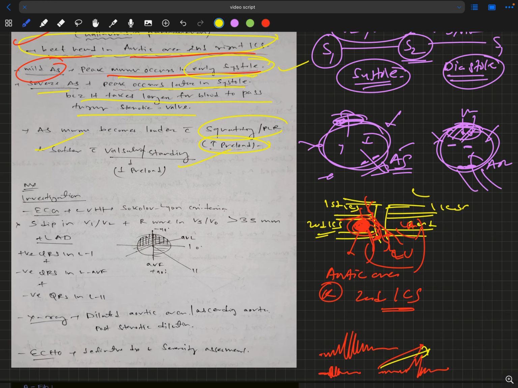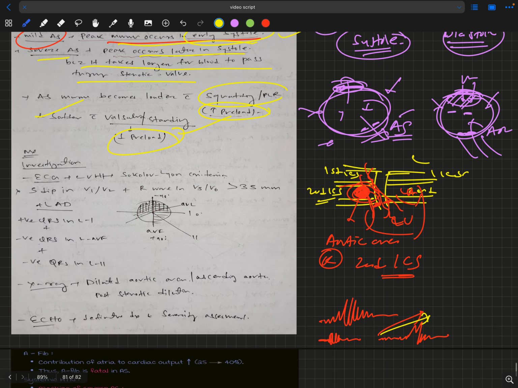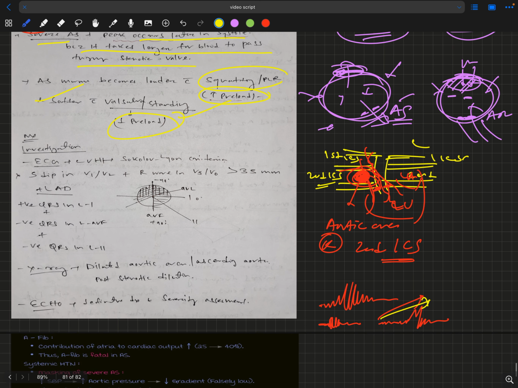During Valsalva, the blood flow to the heart is decreased, or during standing, the blood flow to the heart is decreased. That will lead to a decrease in preload. So the murmur intensity will decrease during the Valsalva maneuver or standing. So what investigations can be done here?